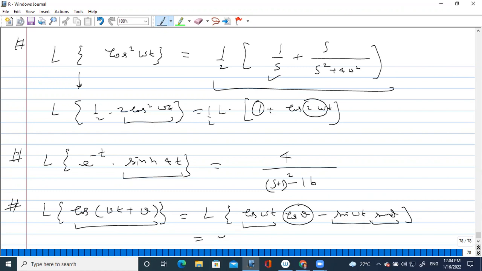This will be constant. So it will be cos theta into s divided by s square plus omega square, minus sin theta into a, because in sin omega t, a is omega, divided by s square plus omega square. So this will be the answer. So note down this quickly. Now I will take a different variety.